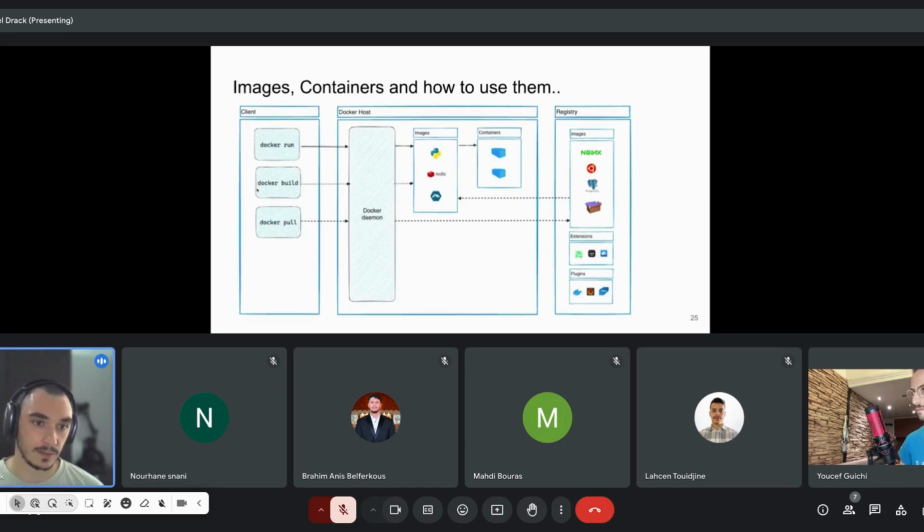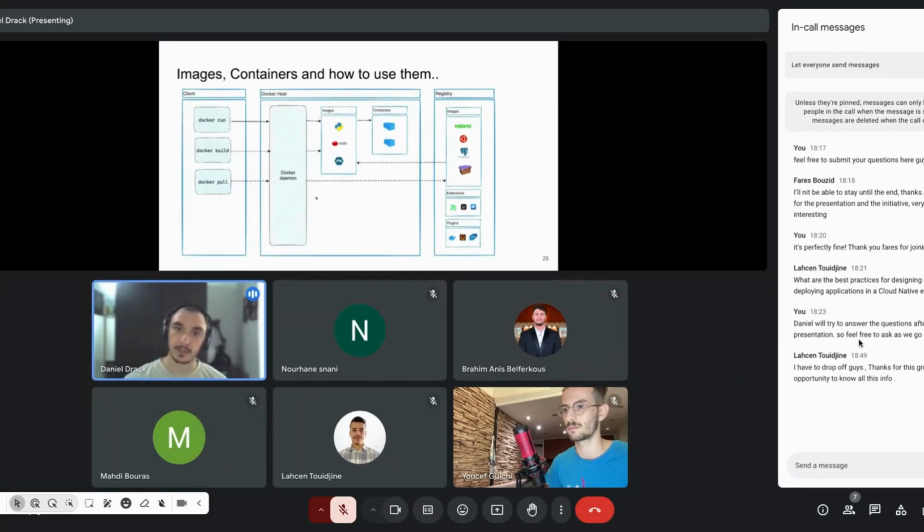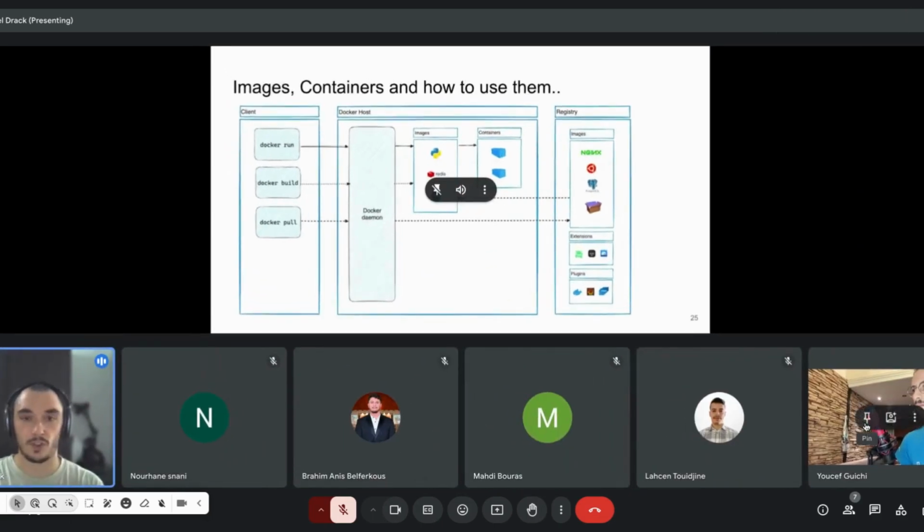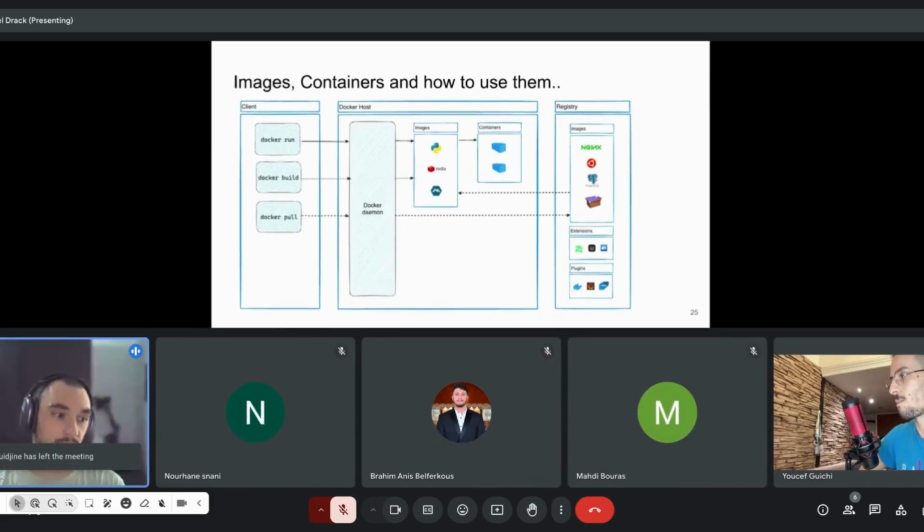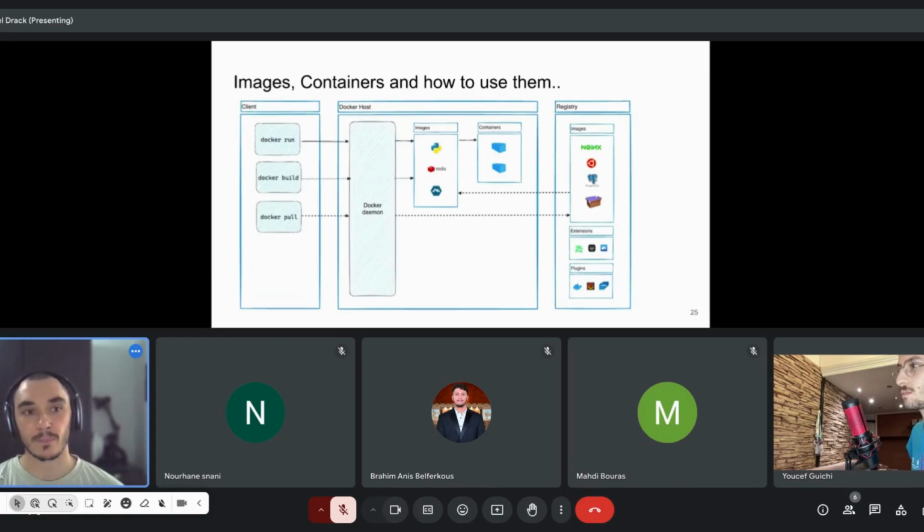We have a client that is giving instructions to a container engine or container runtime. We have a registry that stores the files, the images, that can then be started by the container runtime. And these containers will be little separated environments sharing the same operating system, but not seeing each other. So they cannot interfere on a file system level, for example, or on a process level. They're still isolated. Okay.